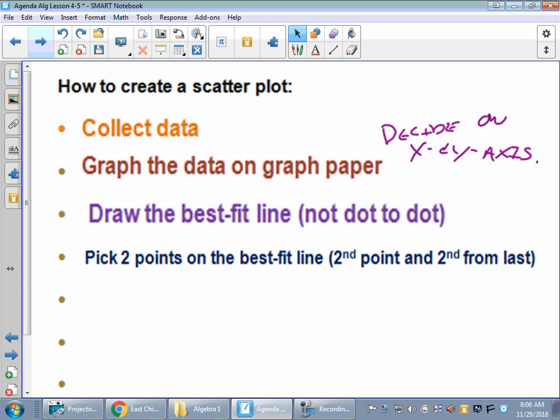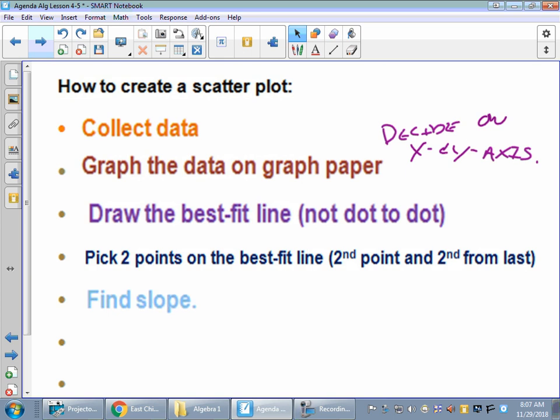Okay? So we're going to draw the best line we can. We're going to pick 2 points on that line. Basically, we're going to pick the second point and the second from last point. And this is no scientific theory or anything that makes it work. It's just what I'm telling you to do so that we all have the same slope and the same lines and coordinates. If not, we're going to be dealing with 25 different slopes and 25 different coordinates. So if we all pick the second point and the second from the last point, then we'll be in good shape to go.